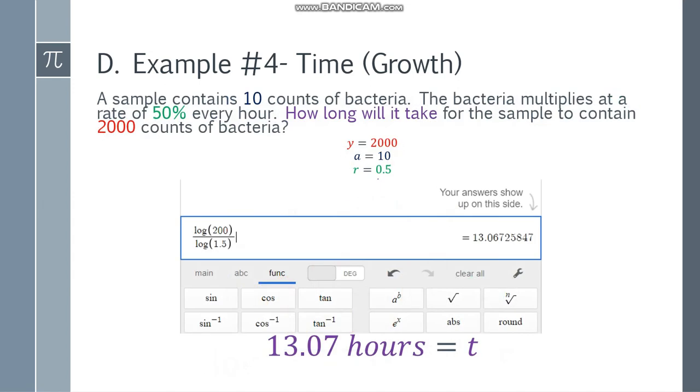Okay, so sa calculator natin, you will get this one: log of 200 over log of 1.5, and you will get an answer of 13.06725847, or just get 2 decimal points, 13.07 hours. So, how long will it take for the sample to contain 2,000? From yung 10 counts na ng bacteria, kung nag-i-increase sila 50% every hour, ilang oras para maging 2,000 siya. So, it will take around 13.07 hours.